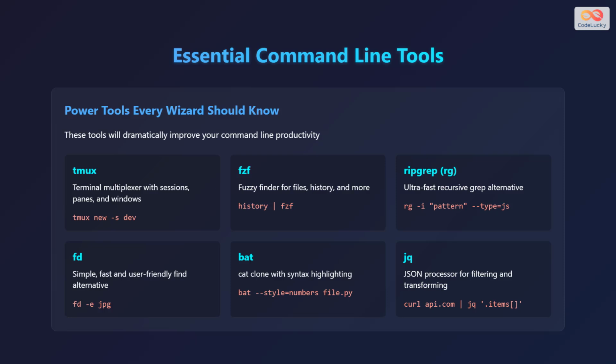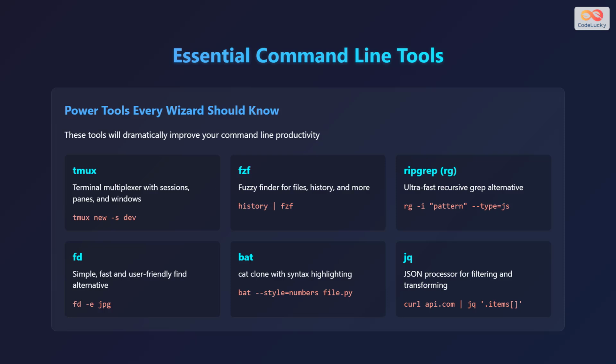To perform a case-insensitive search for a pattern in JavaScript files, use rg -i "pattern" --type=js. fd is a simple, fast, and user-friendly find alternative. To find all JPG images, use fd -e jpg. bat is a cat clone with syntax highlighting. It makes reading code and other text files in the terminal much more pleasant. To view a Python file with line numbers, use bat --style=numbers file.py.